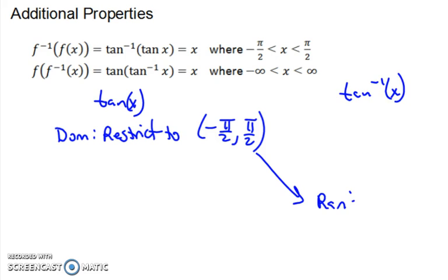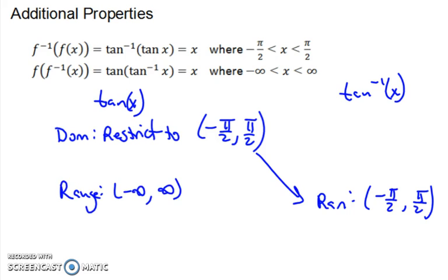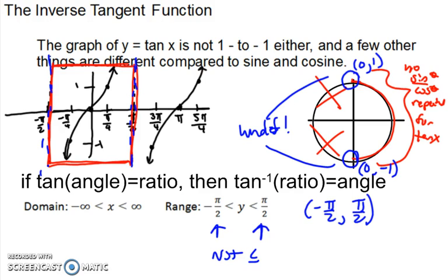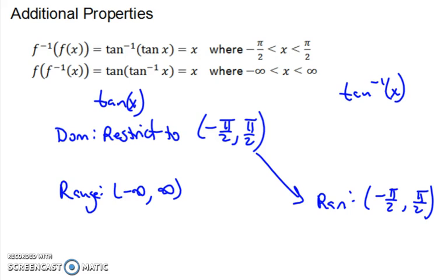So thus that range is negative pi over 2 to positive pi over 2. And then the range on tangent, well, that went from negative infinity to positive infinity. It goes up and down long ways, right? This goes up and down forever. So then that becomes the domain for the arctangent.